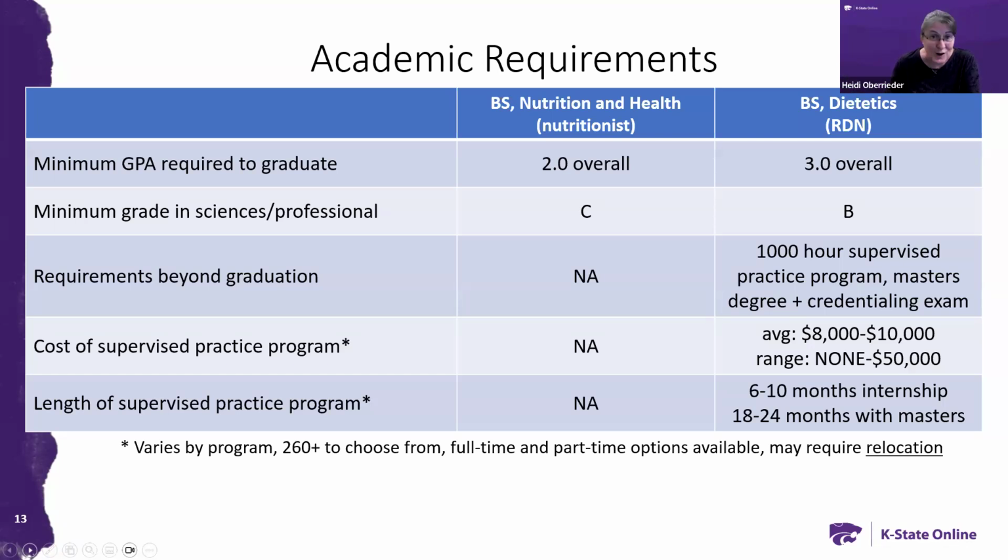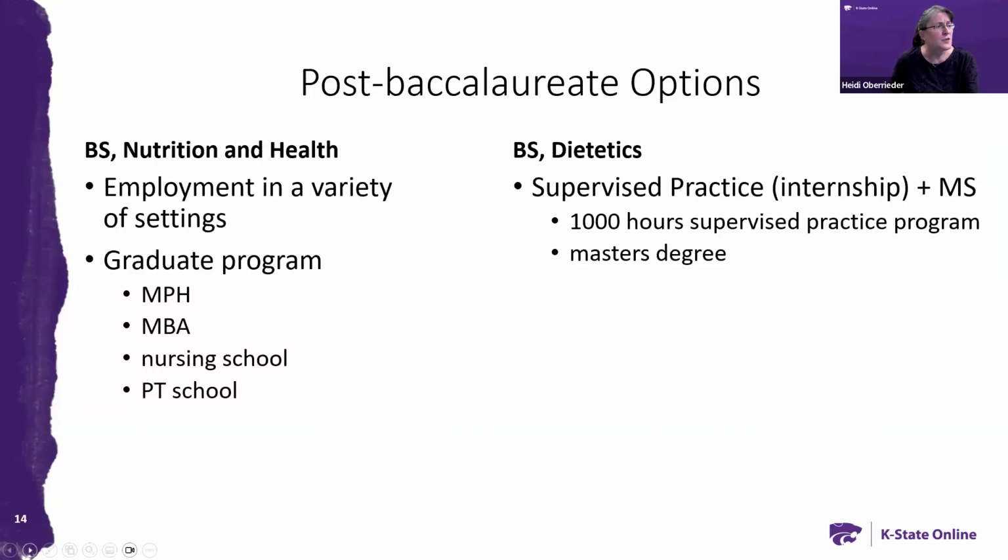Those programs do cost money, and of course it varies. There are some that are free, there are some that are $50,000. So lots to choose from. There are over 260 that you can choose from actually. Some require you to relocate and some don't. Lots of options. So those academic requirements are going to make you think, and only you know yourself best. Can I get a 3.0 overall GPA? Can I get a B or better in those science classes? And that will help you choose.